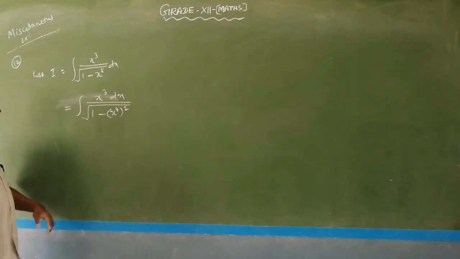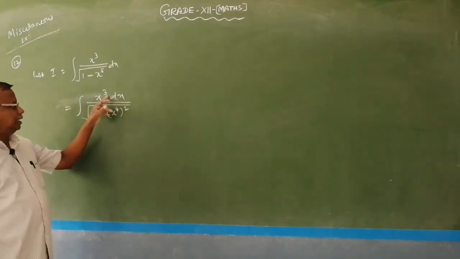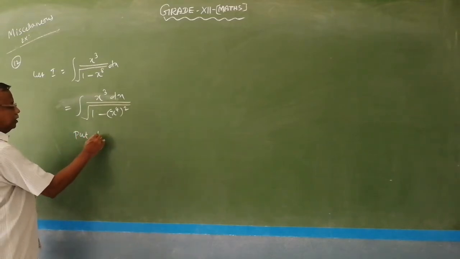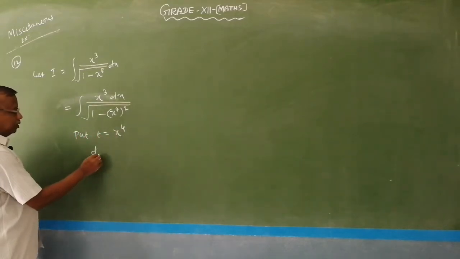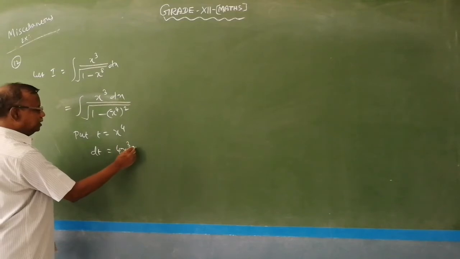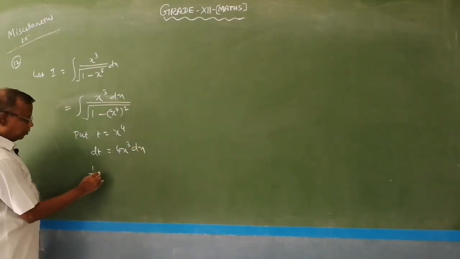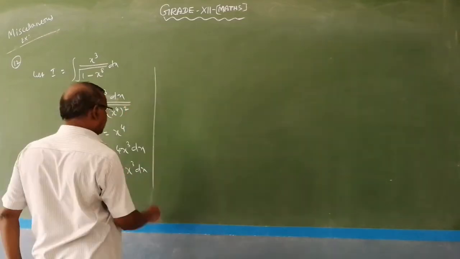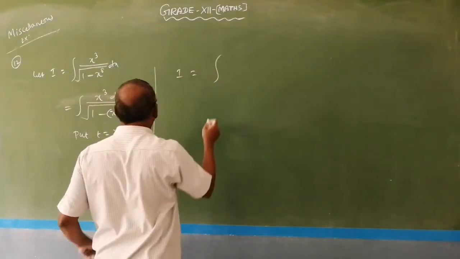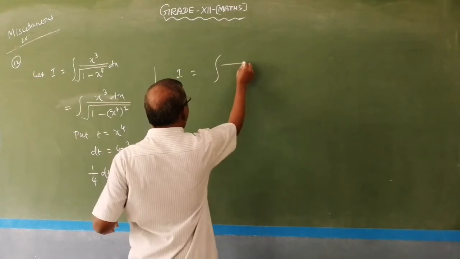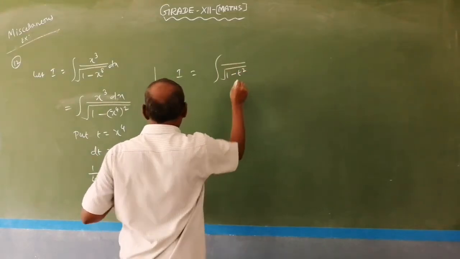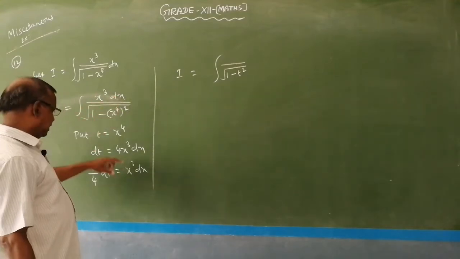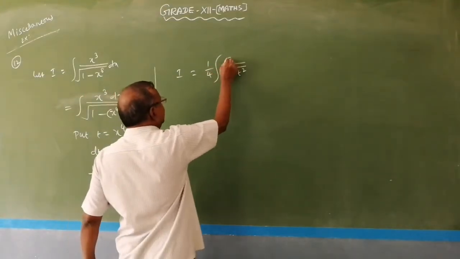So, we can write this as follows, because when differentiating x power 4 we will get the derivative as a numerator. So, put t equal to x power 4. So, dt equal to 4x cube into dx, or 1 by 4 dt equal to x cube into dx. Now, I can be written as integral, the denominator is root of 1 minus t square, because here x power 4 is t, so t square, and the numerator x cube into dx is nothing but 1 by 4 into dt.